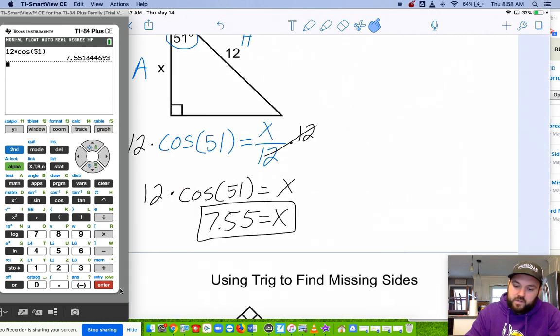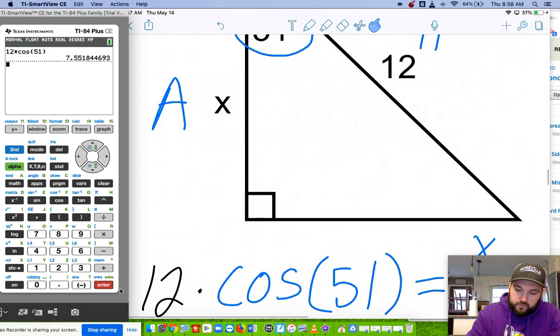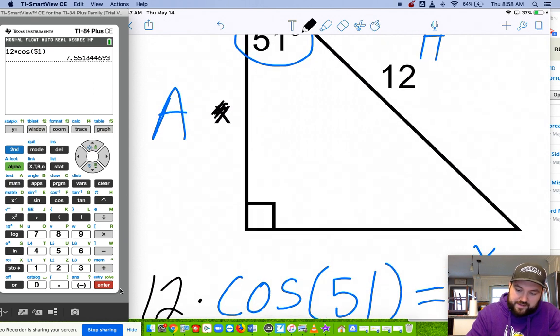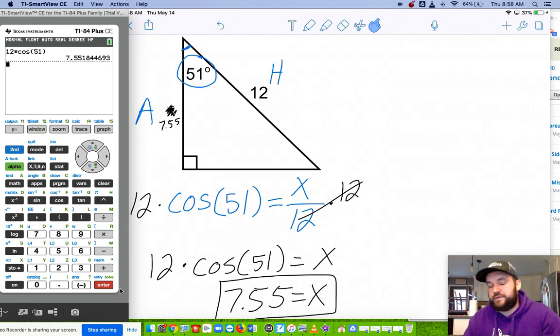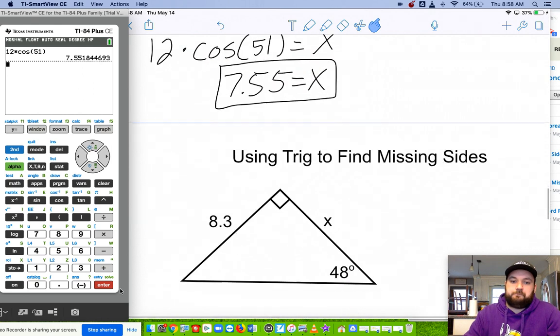So this side up here is no longer unknown. It is 7.55. Now I could use the Pythagorean theorem to find the third side of that triangle, but I do not care to find that right now. So we're going to move on.